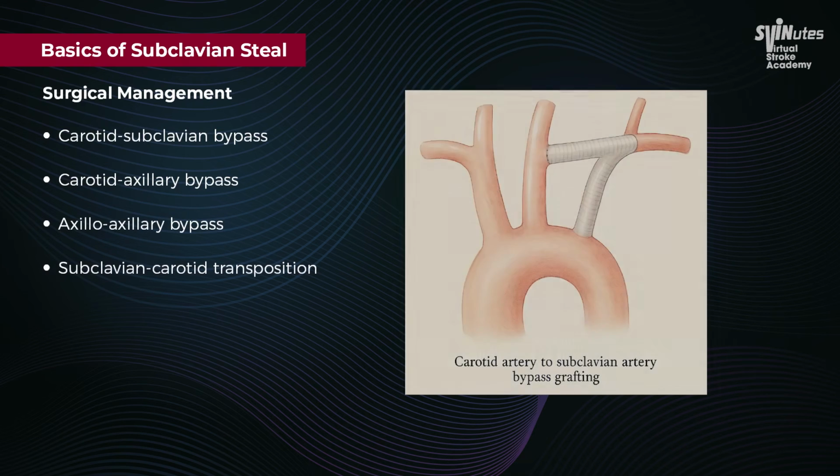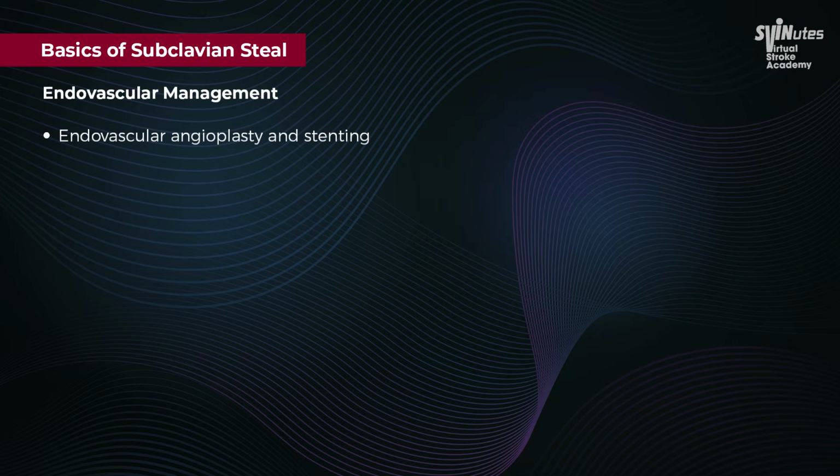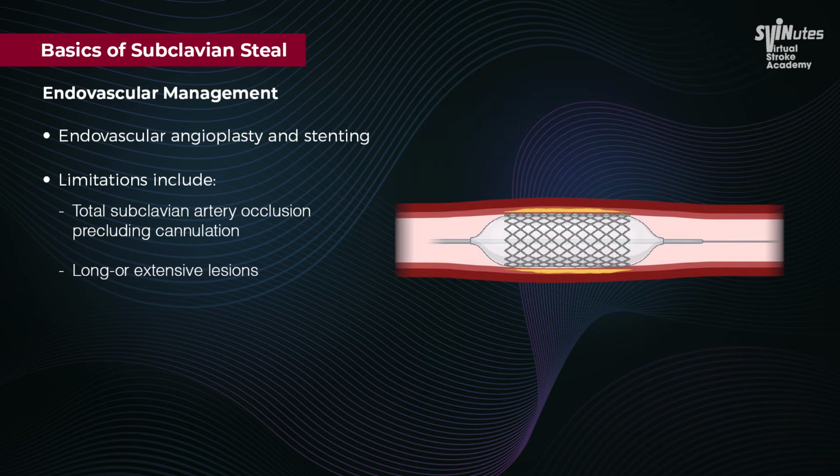Conventionally, open bypass surgery had been pursued, with the main approach being prosthetic extra-anatomic bypass grafting from the ipsilateral carotid to the subclavian artery. Additional methods of bypass are also shown here on the slide. With the advent of newer, minimally invasive techniques allowing for endovascular angioplasty and stenting, however, endovascular treatment of subclavian stenosis may be preferred in some patients.